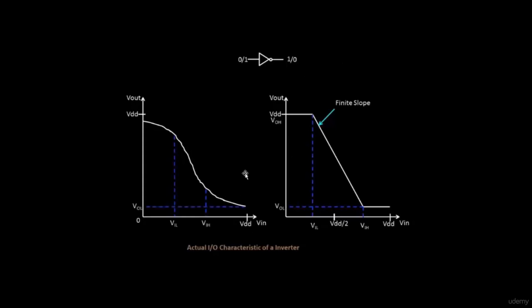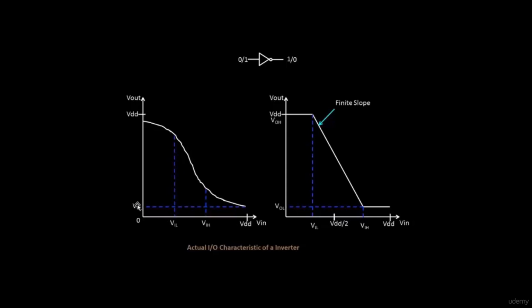Okay, next is output low voltage. So what it says is, when your input voltage lies somewhere between VIH and above, you will expect an output which is close to VOL, and this VOL will be in the range of, it will be in this particular range. It will be basically below VIL.